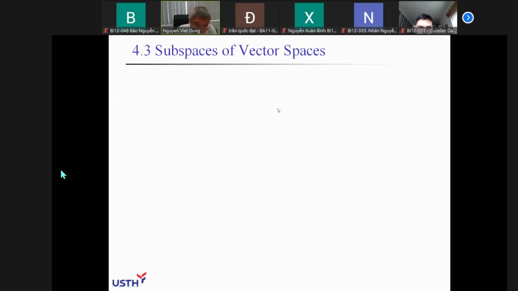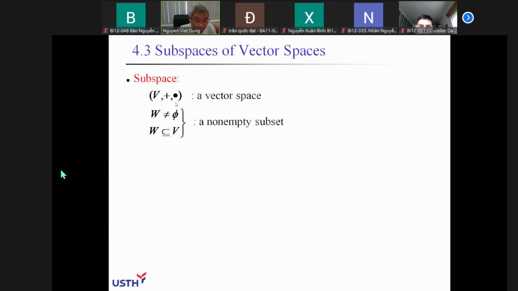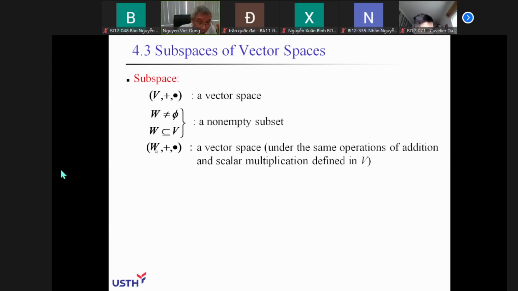So today we begin with the notion of a subspace of a vector space. Suppose that we are given a vector space V. On that we have two operations denoted by plus and dot like that. Suppose that we have W, a non-empty subset of V, meaning W lies inside or equals V, and W is not empty. And suppose that W together with the same operations here is a vector space, then W will be called a subspace of V.